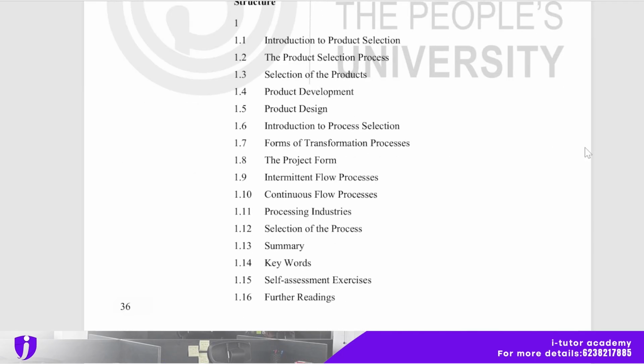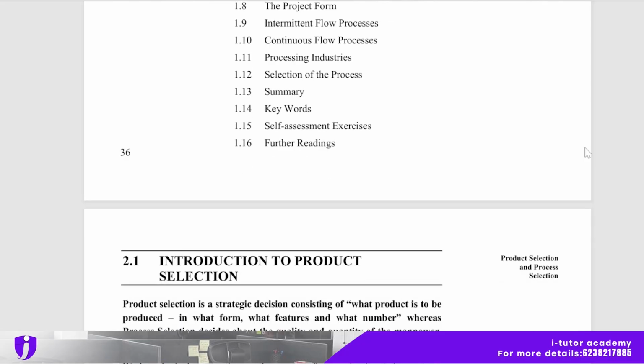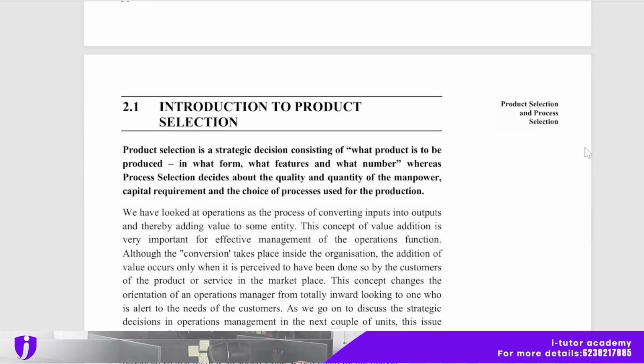The structure is: an introduction to the product selection process, selection of the product, product development, product design, introduction to process selection, forms of transformation process, the project form, intermittent flow process, continuous flow process and processing industries, selection of the process, and the summary and keyword section. The self-assessment exercise and further reading sections are also there. So let's begin with the introduction to product selection.